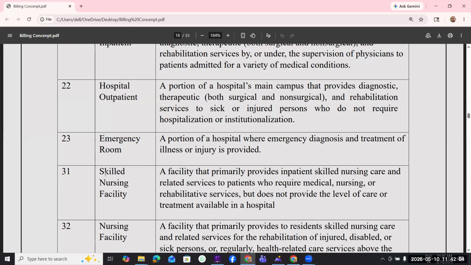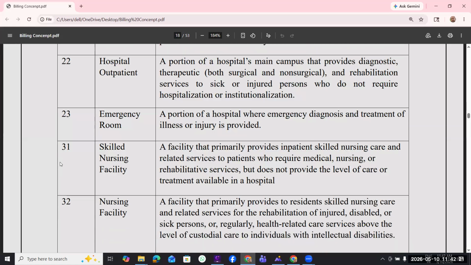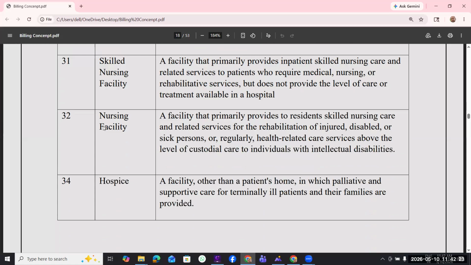31, place of service, skilled nursing facility, a facility that primarily provides inpatient skilled nursing care and related services to patients who require medical, nursing, or rehabilitative services but do not need the level of care or treatment available in a hospital. At that time we use 31. 32, nursing facility. When the patient is in a nursing facility, we use place of service 32.